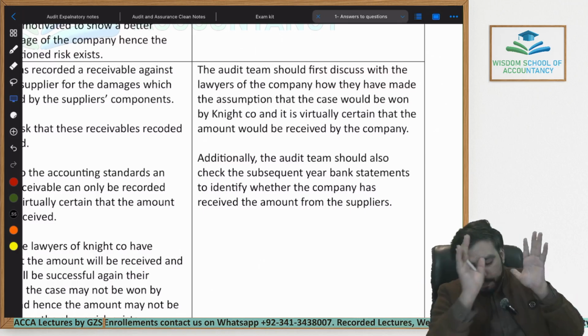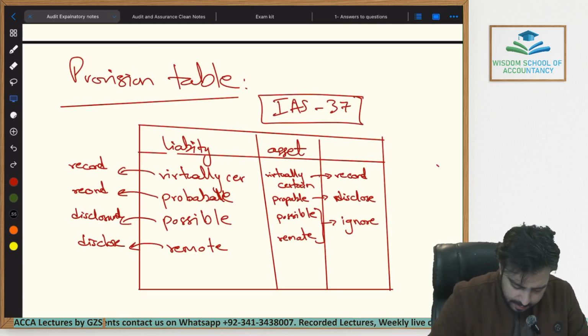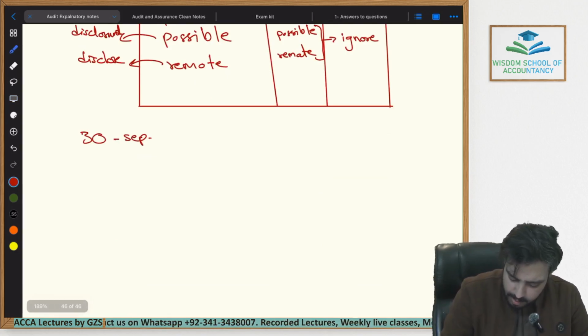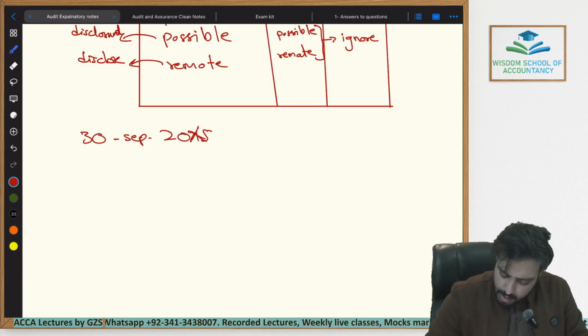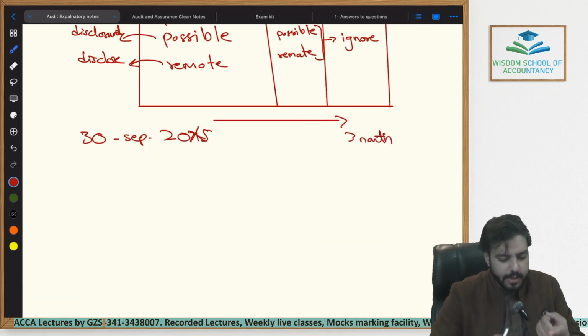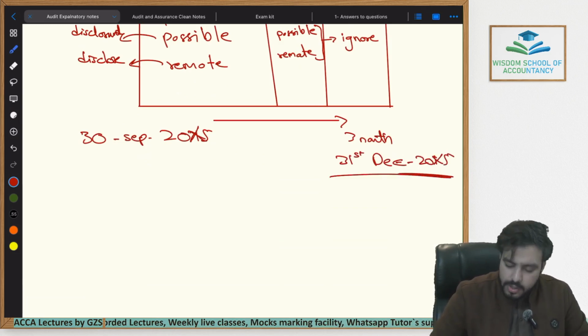Okay. So basically, what is the year end of this company? The year end is 30th of September 2015, or 20x5. That is written within the question, right? Now, whatever the situation is, the audit will go on for the next 3 months. This means that the audit will be completed October, November, December. 31st of December 20x5 is the date upon which the audit will be completed.